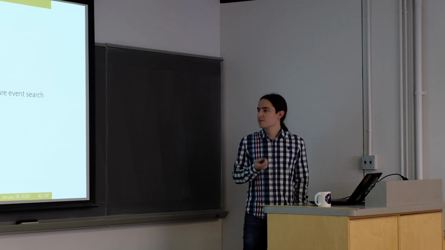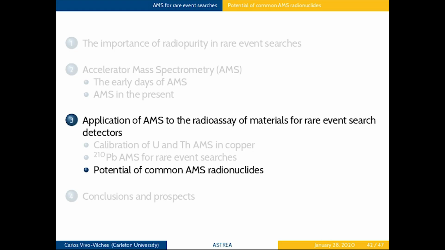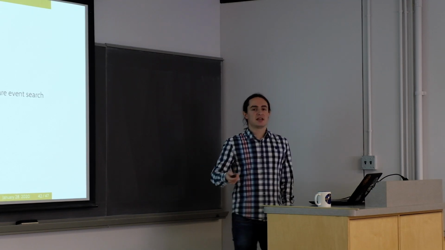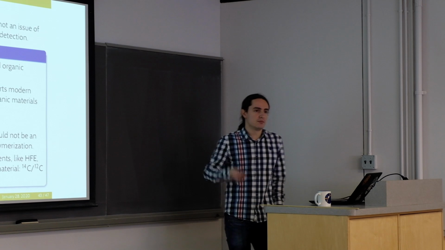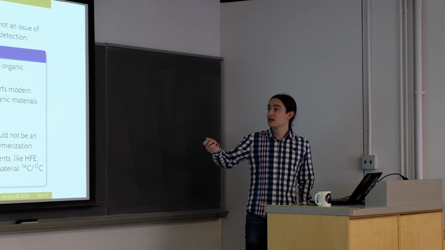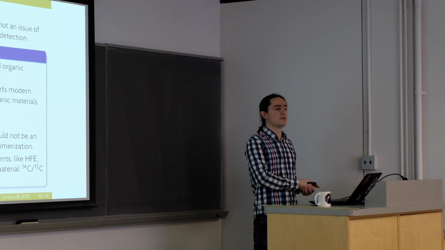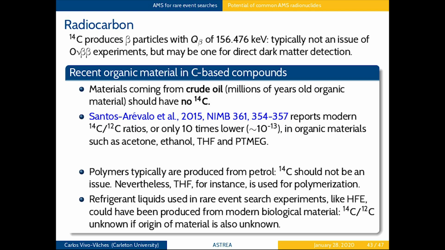The last thing I want to speak about is the possibility of using AMS radionuclides, which are already typical radionuclides measured by AMS, but applying them to this radioassay. For example, the most iconic AMS radionuclide, radiocarbon, is typically not a problem in neutrinoless double beta decay, because it only produces a beta particle of maximum energy of 150 kiloelectron volts. But it could be a problem in direct dark matter detection.